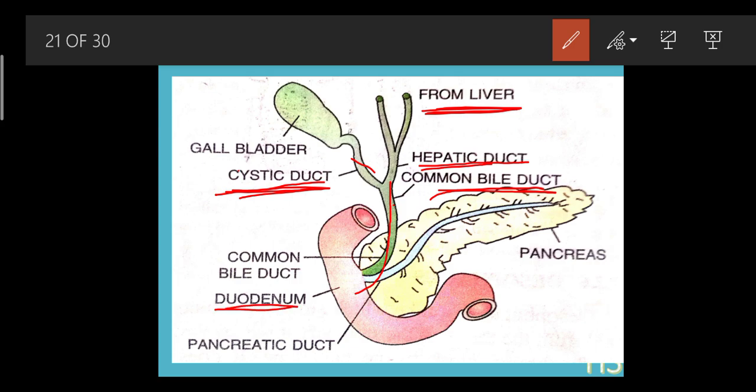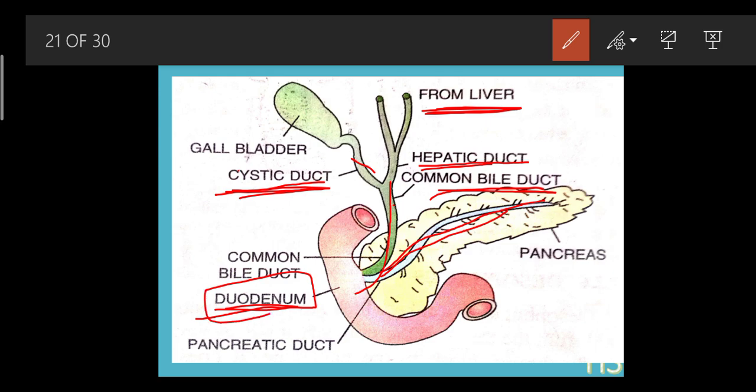And what is the duodenum? The duodenum is the starting part of the small intestine. This is one of the juices, the bile, which has been secreted. Now the other one is from the pancreas. Where is the pancreas located? The pancreas is located behind the stomach, and this is the pancreatic duct, which carries these juices and secretes them into the duodenum.